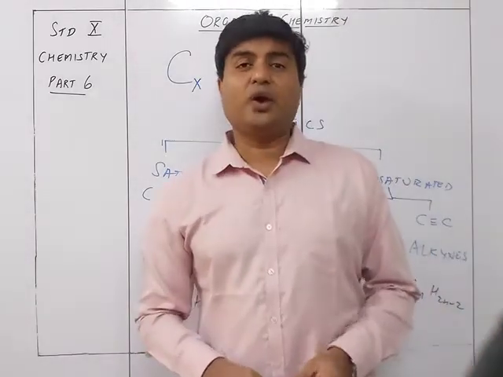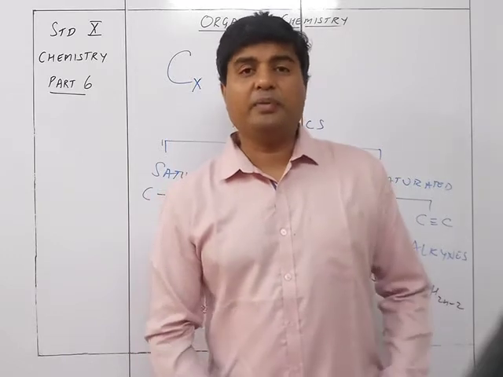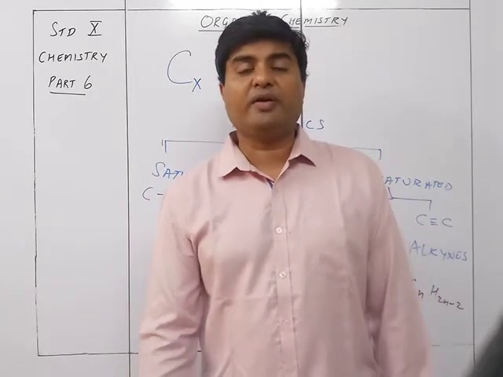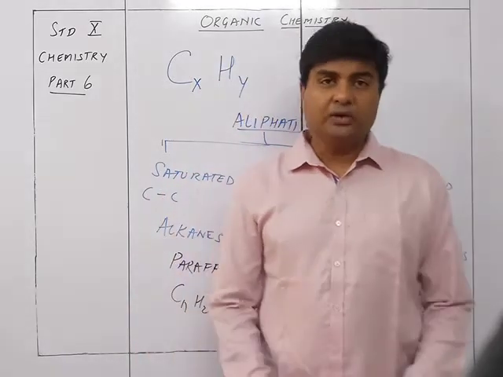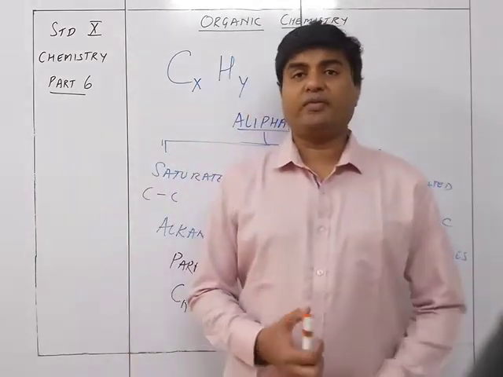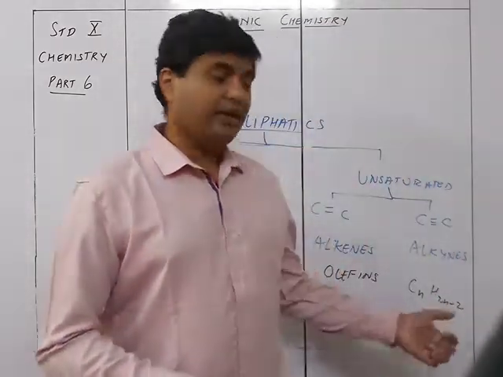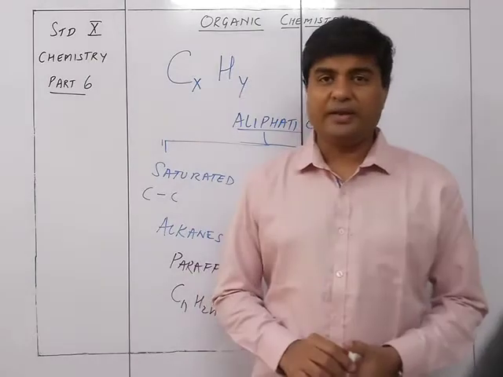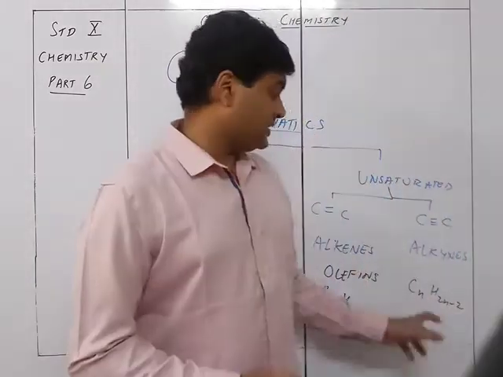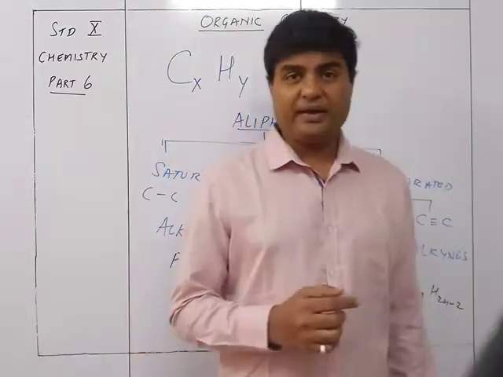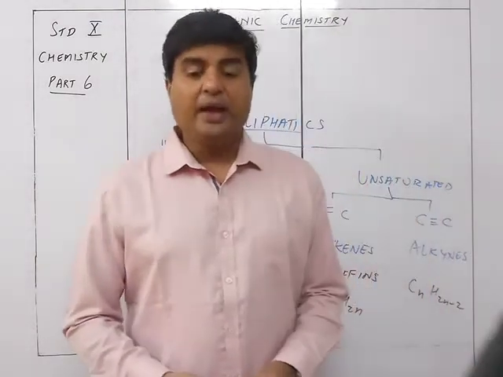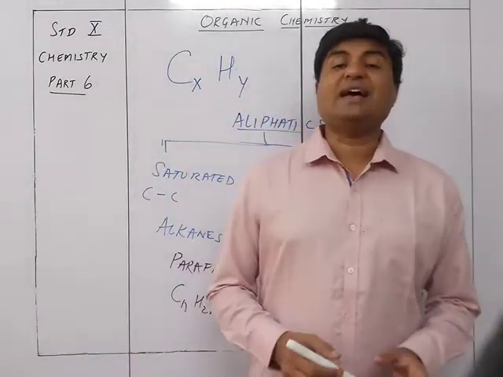Again, there cannot be a methane, because there is no possibility of having a triple bond with only one carbon. So only when there are two carbons can you have a triple bond. Accordingly, the first compound in the alkynes is ethyne, and it's also called acetylene.